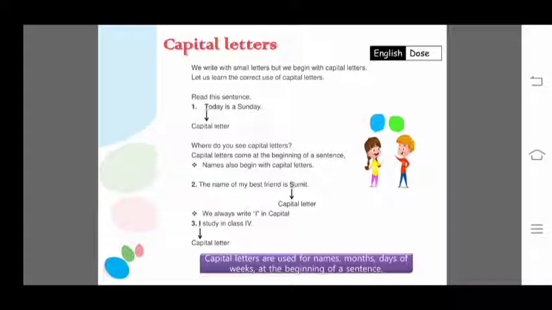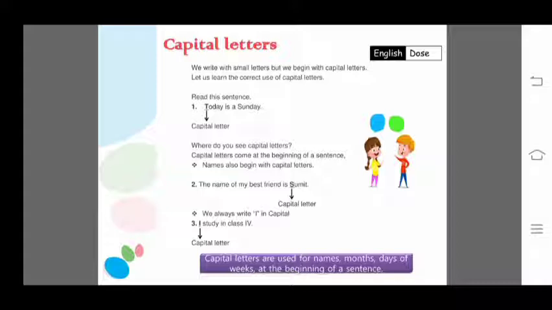Except the first letter of a sentence or the proper noun, the rest of the other words are in small letters. To understand it more clearly, to learn the correct use of capital letters, read the given example. Example number 1. Today is a Sunday. Today is a Sunday.